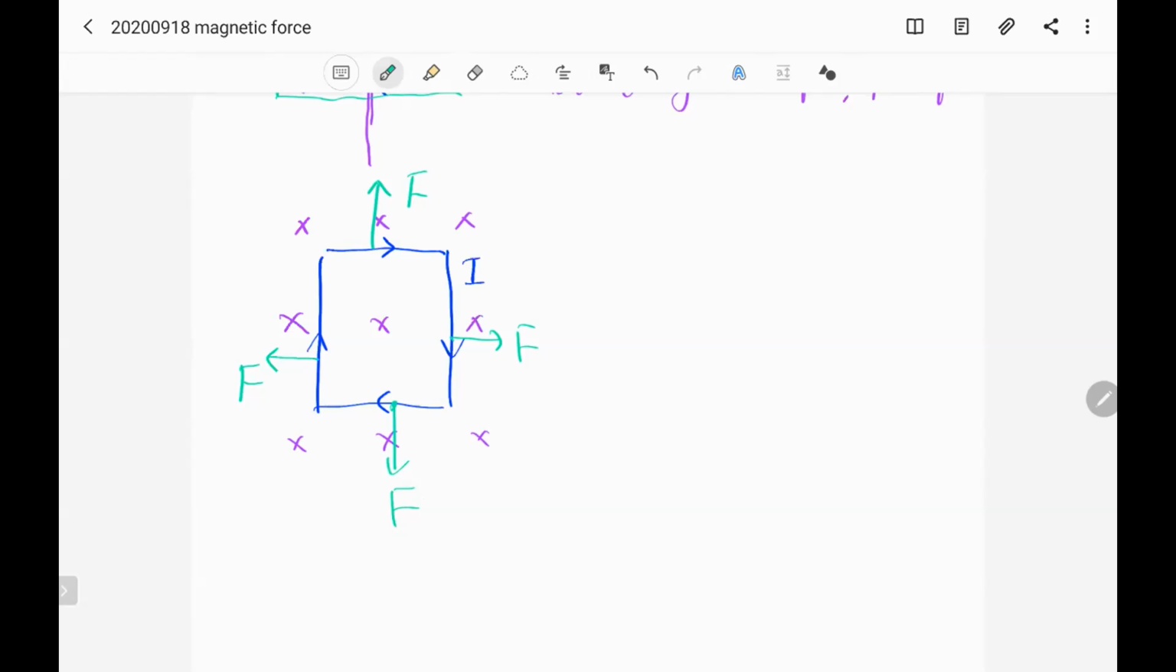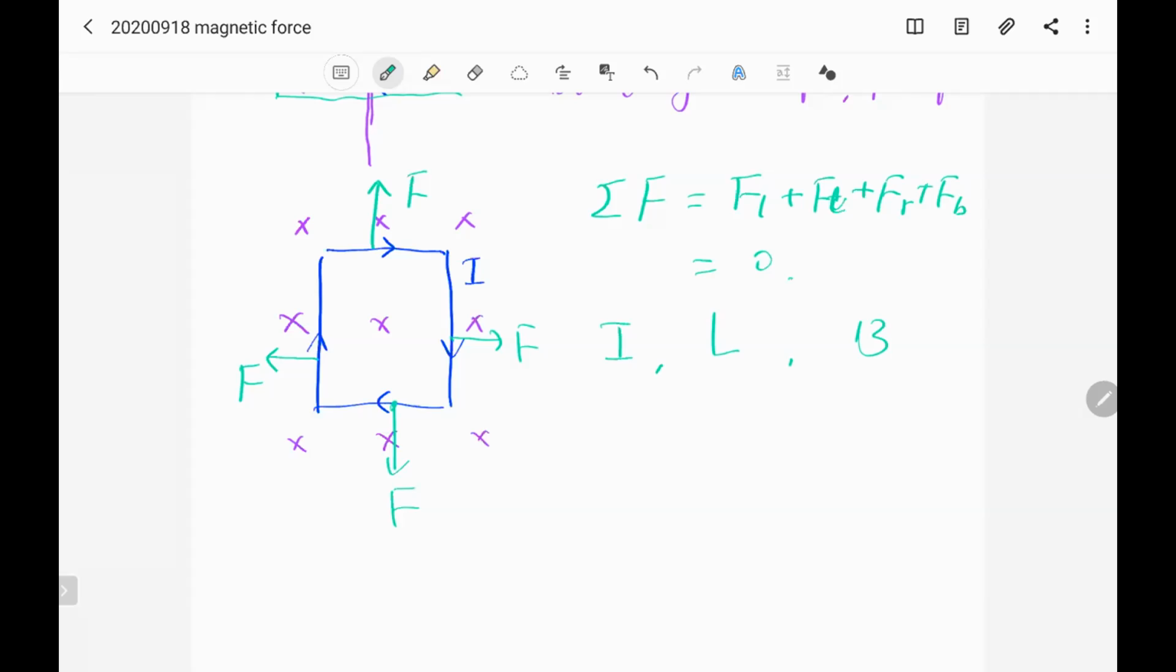So in this case, each side has a force, but the net force will be the force on the left plus the force on the top, the bottom, and the right. And you will get 0, because the current is the same, the length is the same, the magnetic field is the same, but the directions are antiparallel, so the net force is 0. Okay, but let's check the torque.